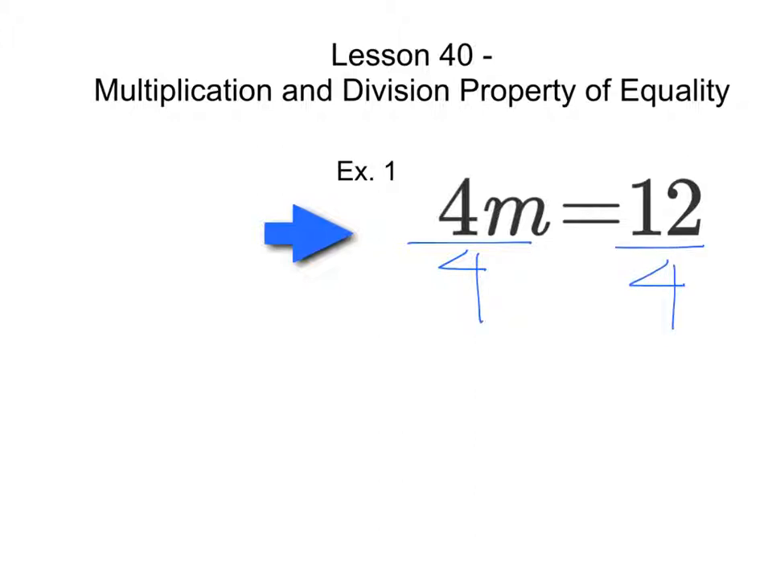When we do that, 4 divided by 4 is 1. 1m can also just be written as m. We don't have to write the 1 in front of it. 12 divided by 4 is 3.